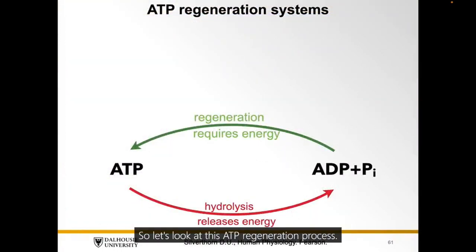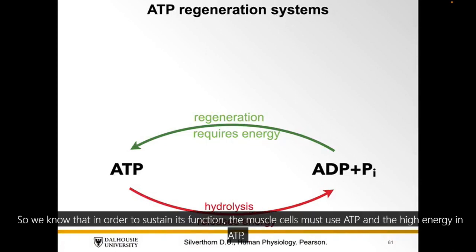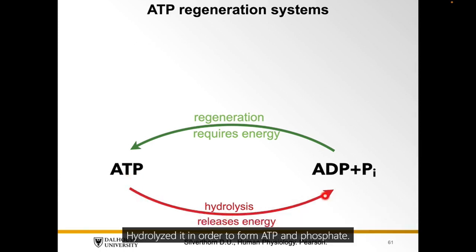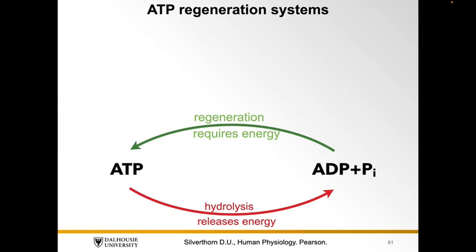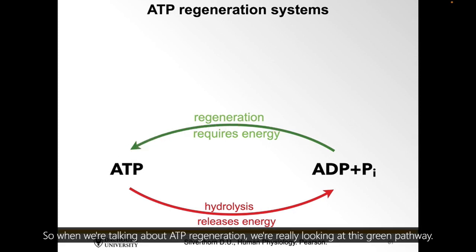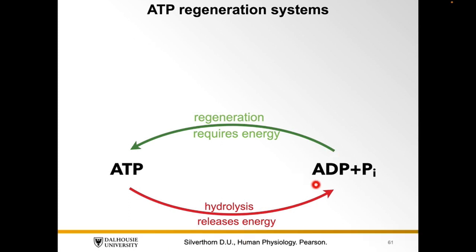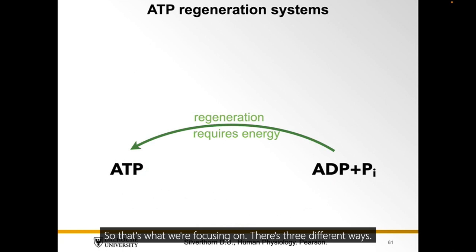So let's look at this ATP regeneration process. We know that in order to sustain its function, the muscle cells must use ATP and the high energy in ATP, hydrolyze it in order to form ADP and phosphate. Conversely, ATP must always be produced. So it's produced from ADP and it requires potential energy in order to bring it back to ATP. So when we're talking about ATP regeneration, we're really looking at this green pathway. So how do the cells take ADP and regenerate it to ATP? So that's what we're focusing on.